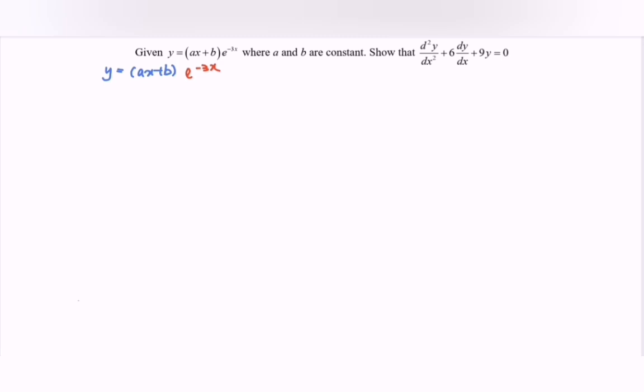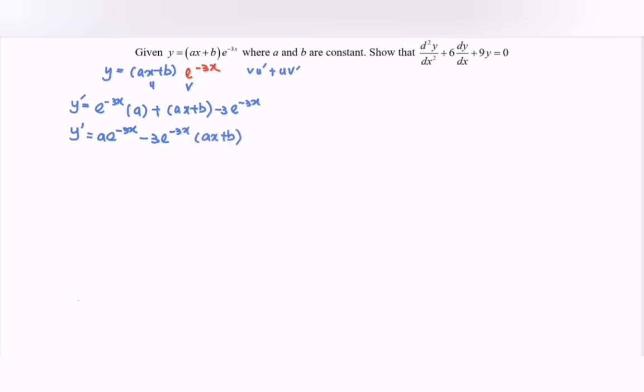So let's begin. We have to make use of the product rule. We have v u prime plus u v prime. So let's say here we have the u and the v. Y prime, where we have the situation v. Differentiate the u, so we will have a. Plus, kindly copy the u. So we have ax plus b. Differentiate the v, so we will have e to the power of negative 3x. Differentiate the power, and we will have negative 3. Kindly rewrite the situation. We have y prime, which is equal to a e to the power of negative 3x, and then negative 3 e to the power of negative 3x multiplied with ax plus b. Rewrite the situation. We have y prime equals a e to the power of negative 3x minus 3y.